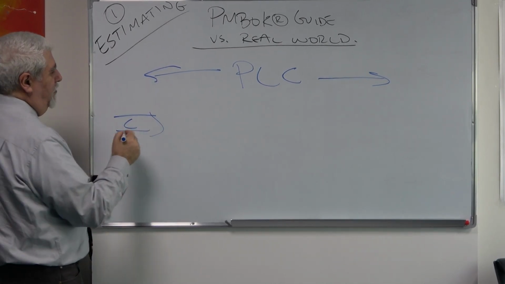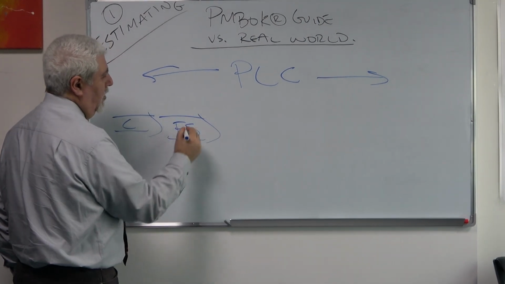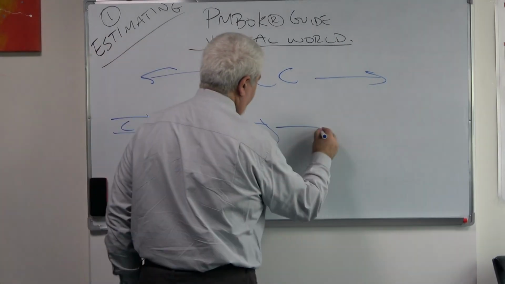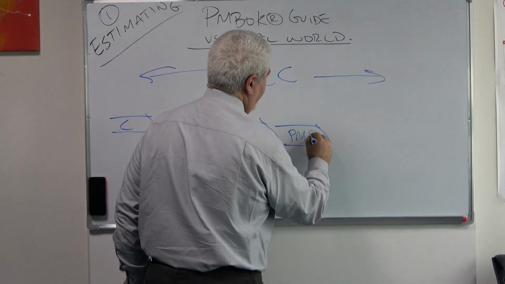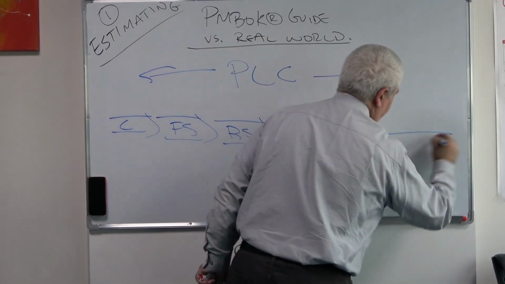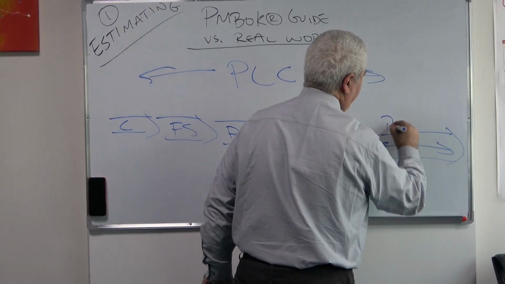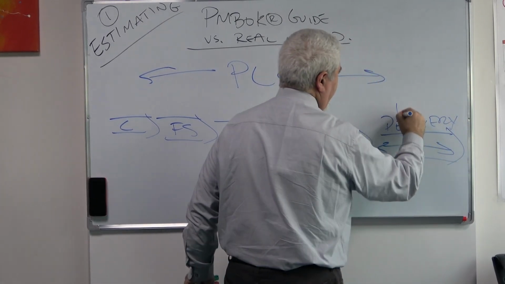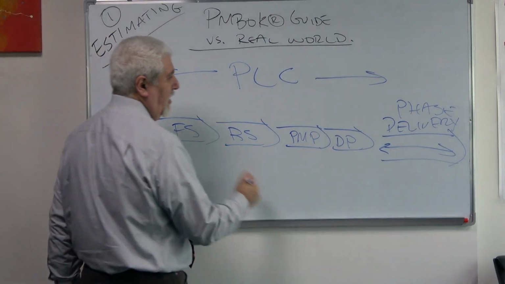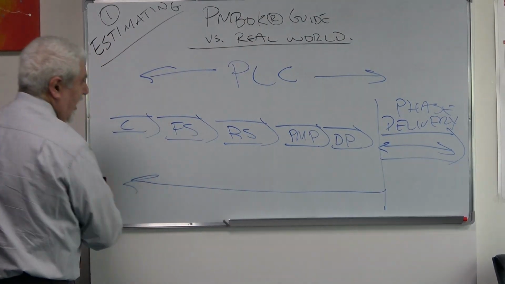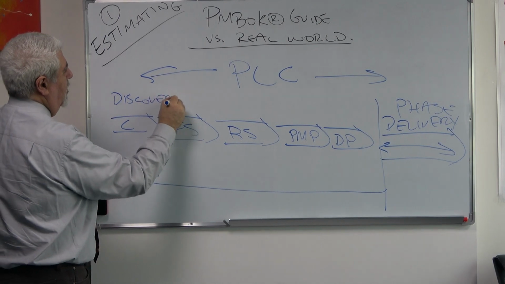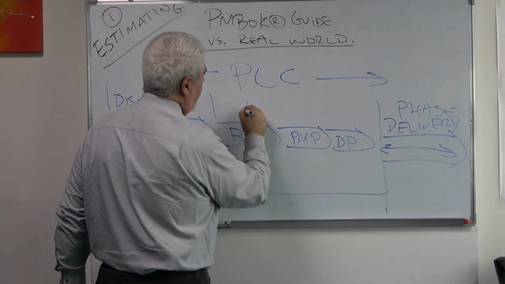We will have a concept stage. We will have a feasibility stage. We have a requirement stage. Okay? We have the PM plan. We have the detailed plan, and then we have the delivery phase. Now, I'm not going to expand on that, because when we're talking about estimating, usually we are focusing on this area, which is the first two phases of the project. This will be what we call the discovery phase. And is this what we call the development phase?